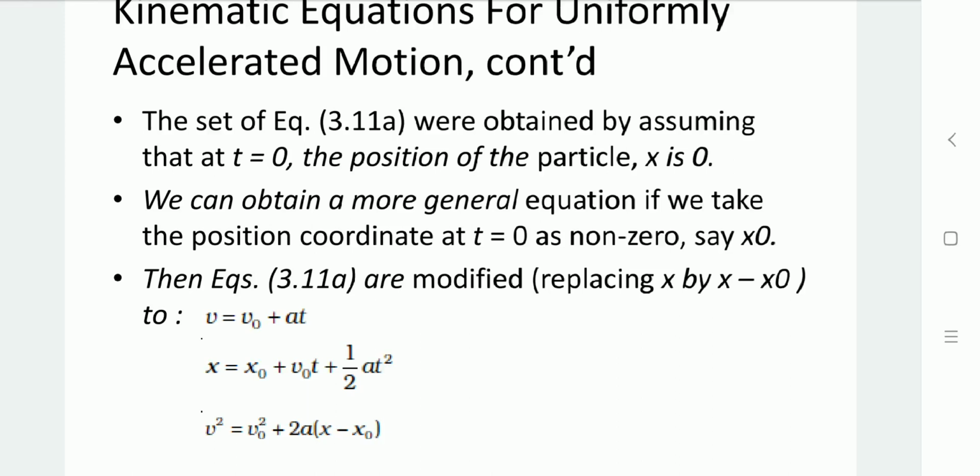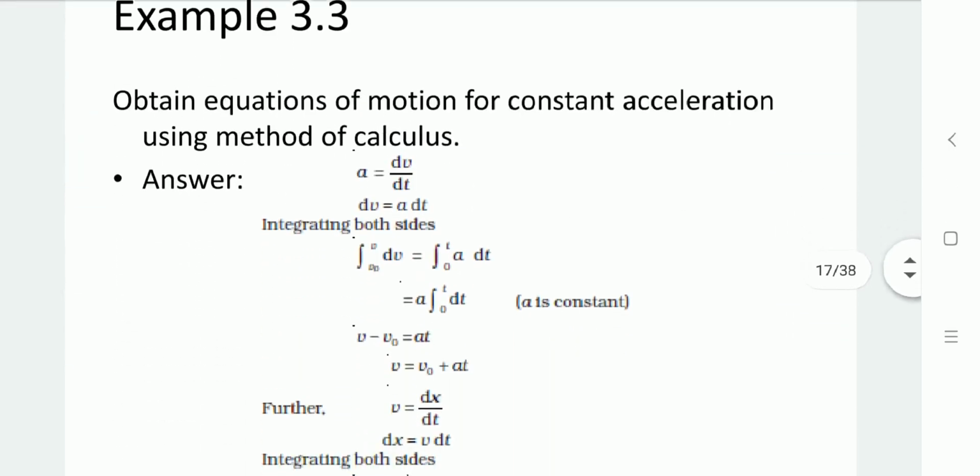These three equations are known as the kinematic equations for uniformly accelerated motion. These three equations are very important. Based on these three equations, any example can be asked in the exam. Let us discuss some examples regarding these equations.